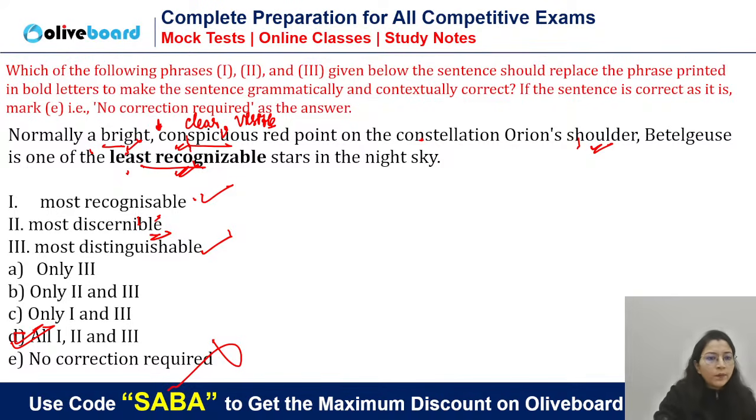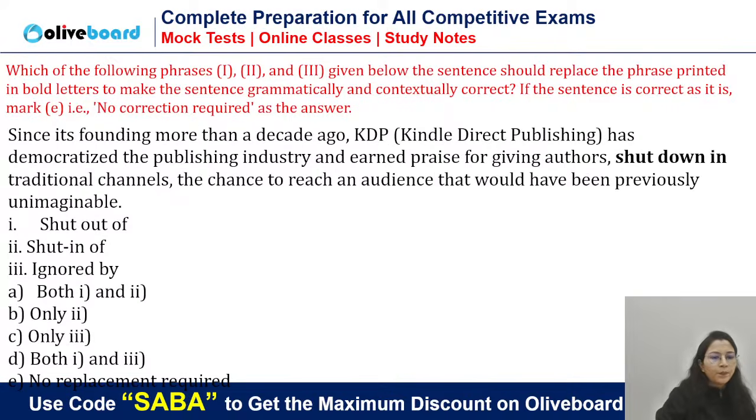Are you getting any contrasting word here? Are you getting the sense of any contrast? Any but, is there however? So usually, generally it is a bright, clearly visible red point. So this Betelgeuse is one of the most recognizable, most discernible, most distinguishable. Had there been a word like though here, then the answer could have been no correction required. But we are not getting any contrasting word in the entire sentence. So we will not go with least recognizable. You cannot think of contrast in your own mind. Next. Last option is no correction required.